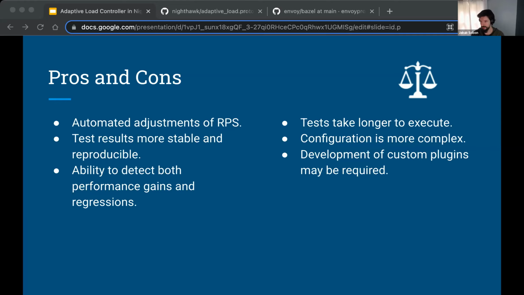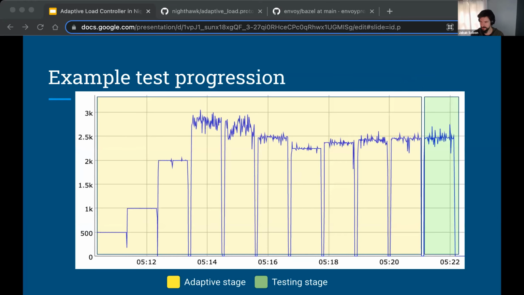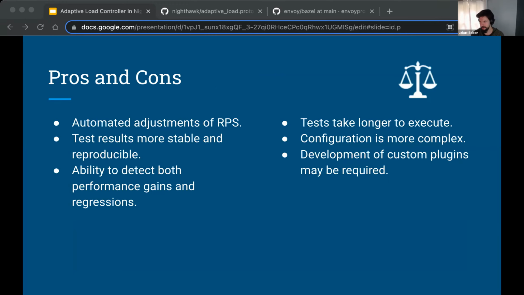So thus far for advantages. Disadvantages, well, the obvious one is that tests take much longer to execute. Without the adaptive mode, you only have the green area where you run Nighthawk at some RPS and collect the results. With the adaptive mode, for every test case, you are using much more time, much more of your computing time, many more resources.